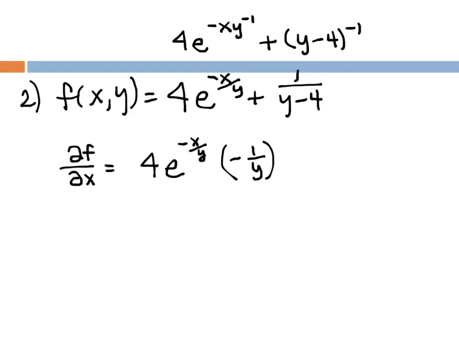Negative 1 over y is correct. So this is equivalent to having something like negative x over 4, right? What would the derivative of negative x over 4 be? Well, it'd just be negative 1/4. And y is acting like the number 4 there. Okay? Excellent. What about the other piece? 1 over y minus 4. That's 0. How come, Jordan? Yeah, it's all constants, right? There's no variable in that. The variable's x in this particular problem. All right, so rewriting this a little more cleanly, we would have negative 4 over y, e to the negative x over y.